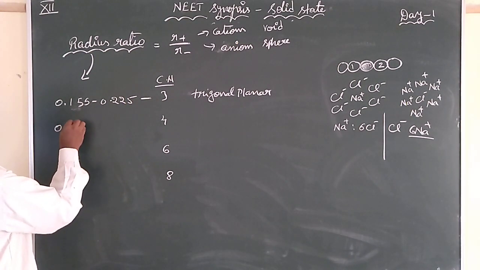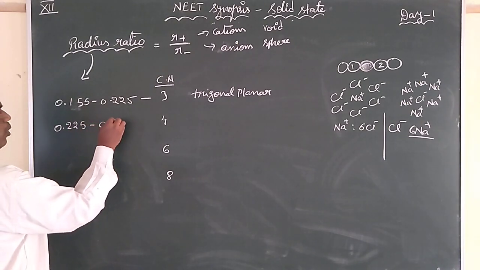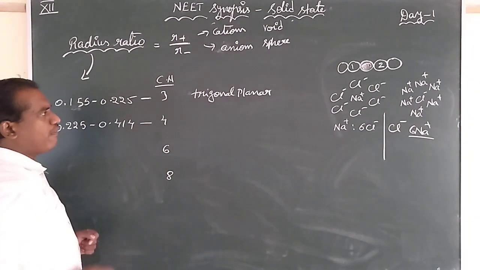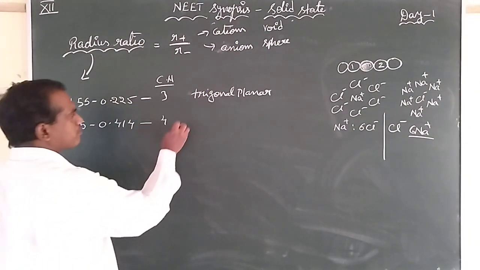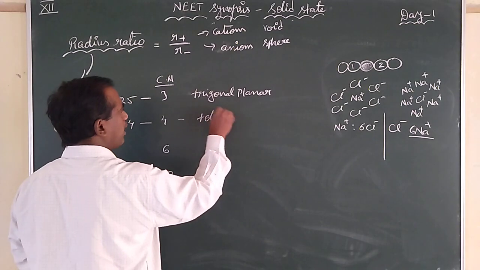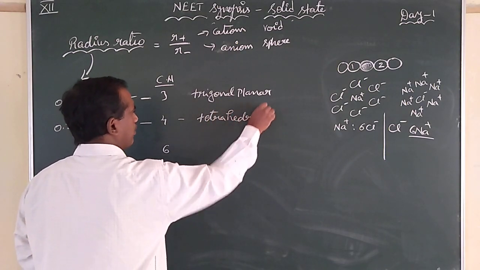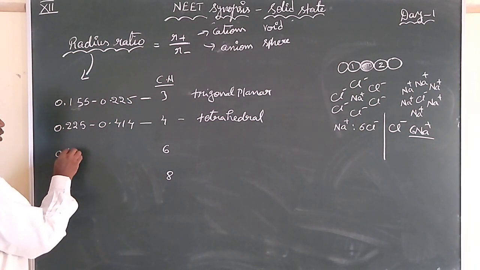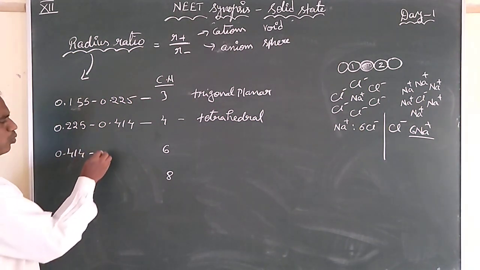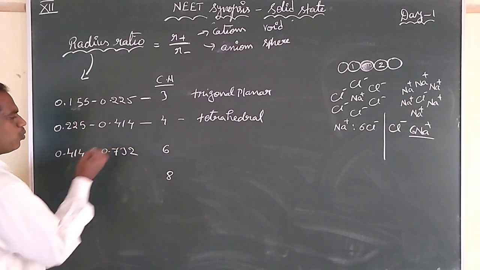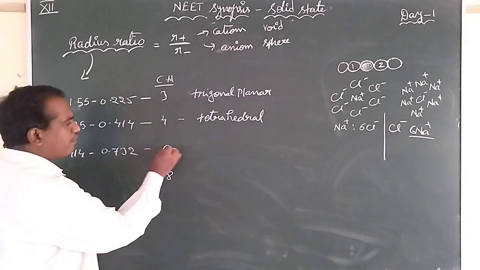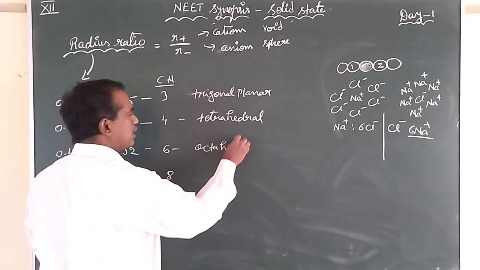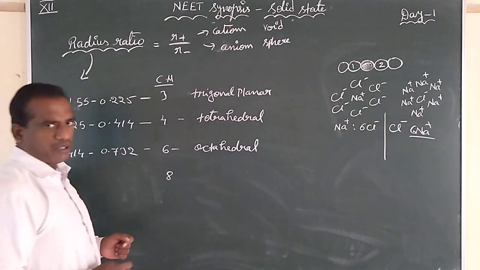When the radius ratio is 0.225 to 0.414, the coordination number is 4, and they will show the shape called the tetrahedral arrangement. When the radius ratio is 0.414 to 0.732, they will have a coordination number of 6. We will say it is an octahedral arrangement.